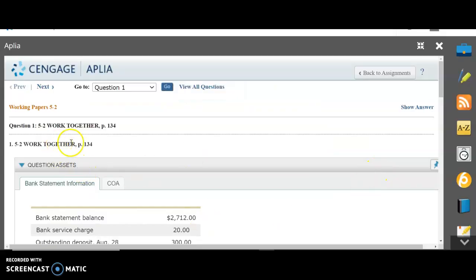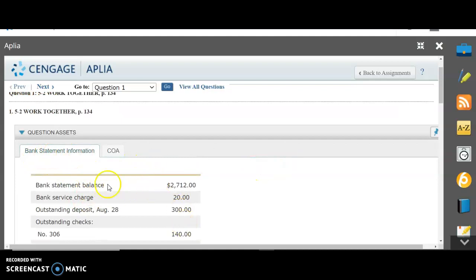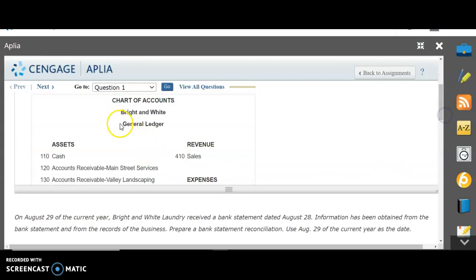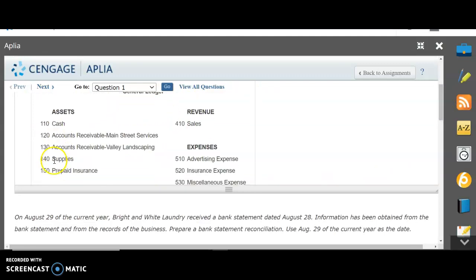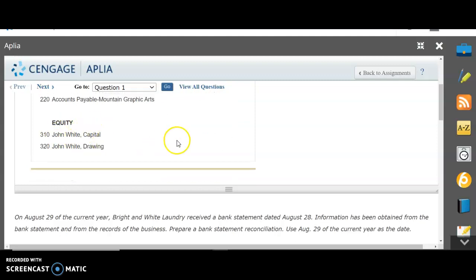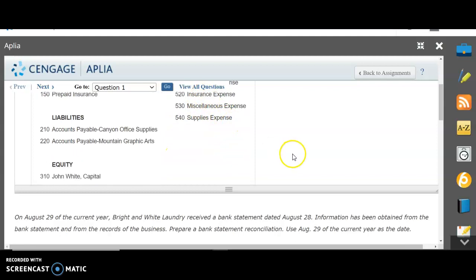So this is 5-2 Work Together opened, and we see that we have some bank statement information here, and we also have a chart of accounts so we know what company that we are dealing with. So this is Bright and White Company. It lists all of our assets, our liabilities. The owner is John White, and he has the revenue and he has a few expenses there.